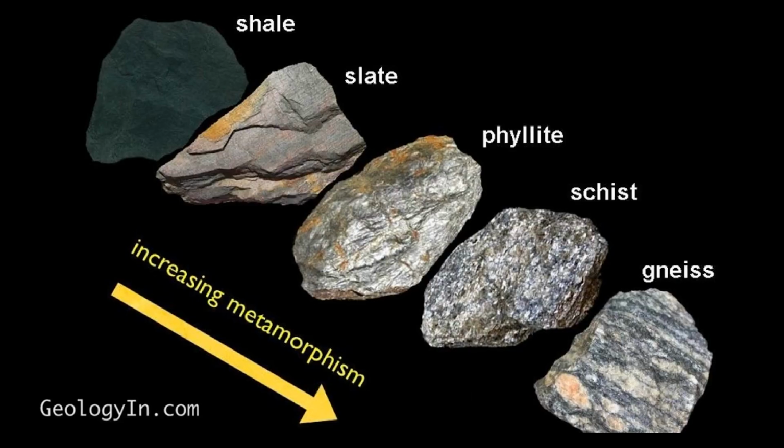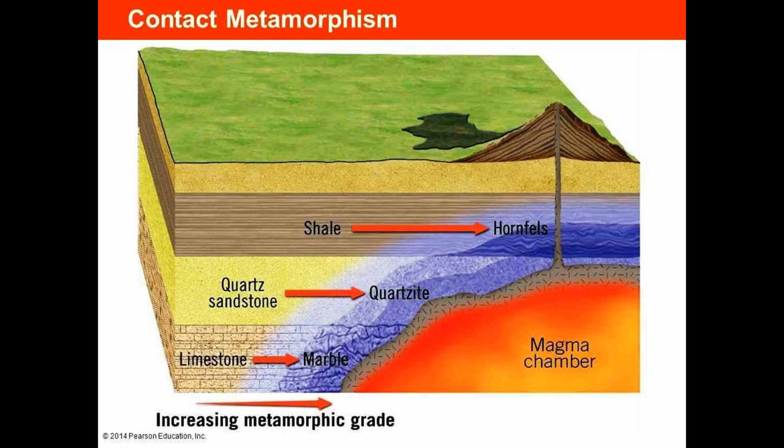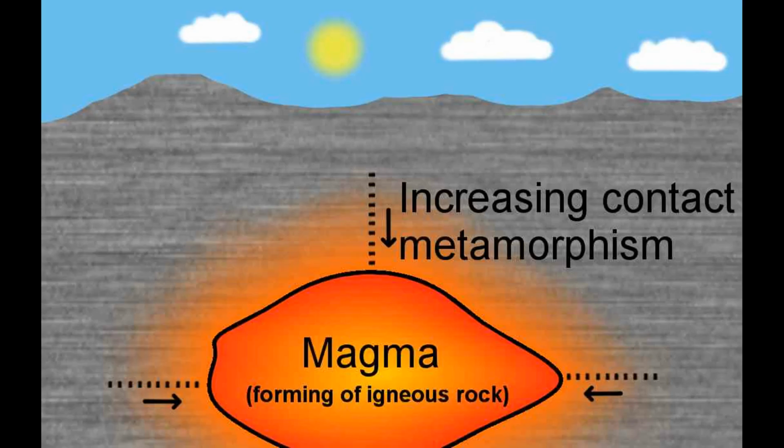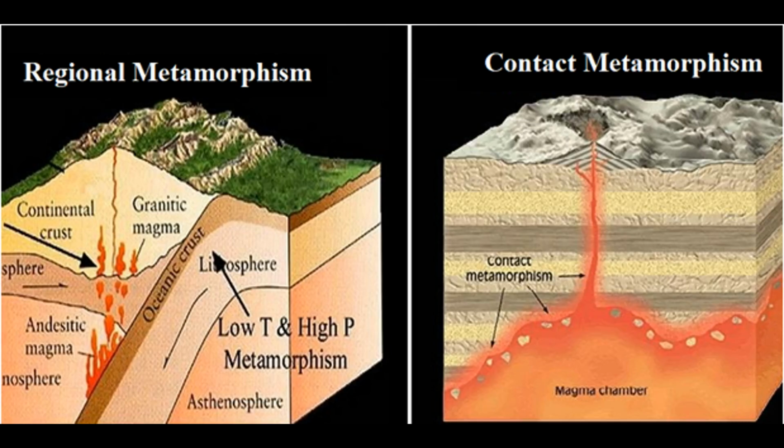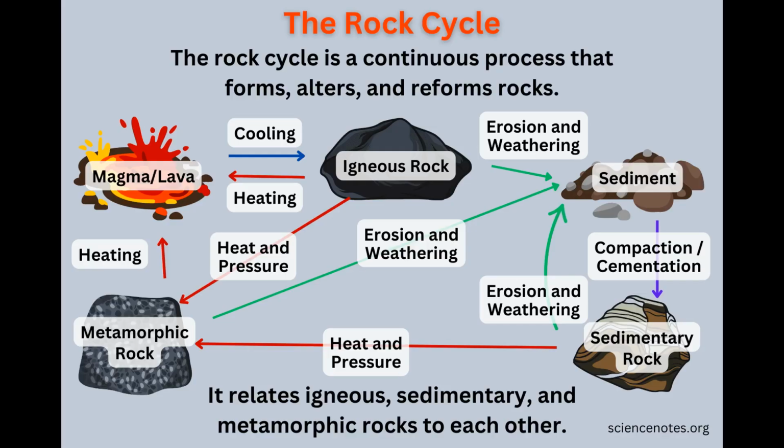Let's look at the processes. Contact metamorphism, heat from nearby magma. And we have regional metamorphism, mountain building pressures. The rock cycle. The rock cycle explains how igneous, sedimentary, and metamorphic rocks transform into one another over geological time through processes like melting, cooling, weathering, erosion, and metamorphism.